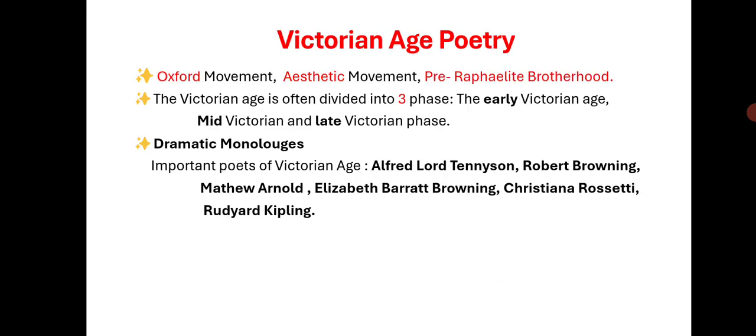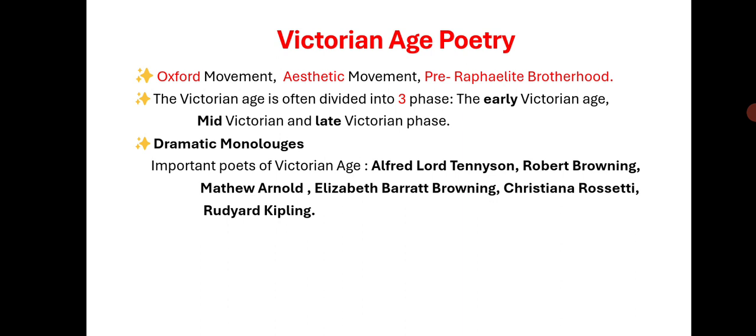Victorian poetry. The Victorian period saw enormous changes in political and social life in England and the rest of the world. The scientific and industrial revolution happened. Modern nationalism emerged in that period. Far-reaching new ideas created the greatest outpouring of literary production the world has ever seen. The Oxford movement, aesthetic movement, and Pre-Raphaelite Brotherhood emerged.